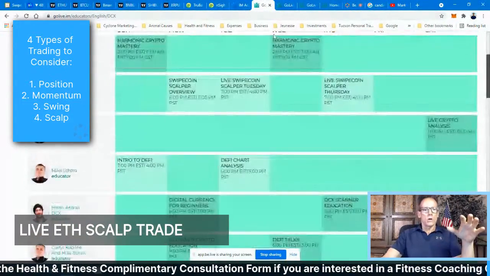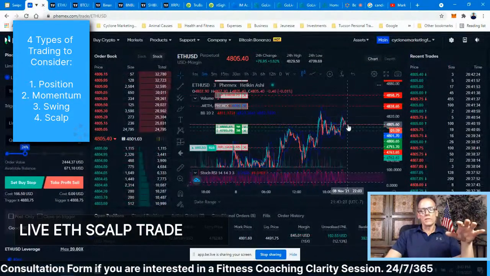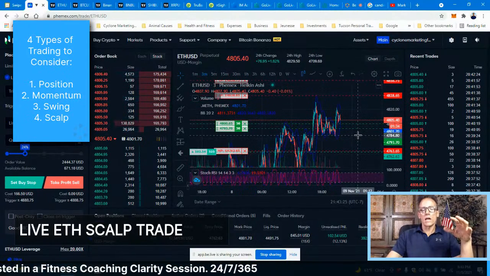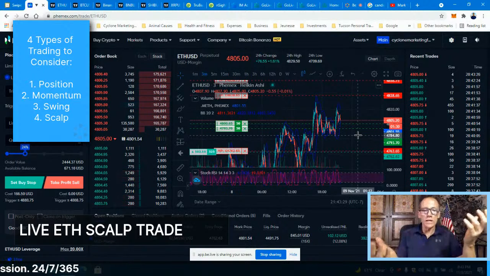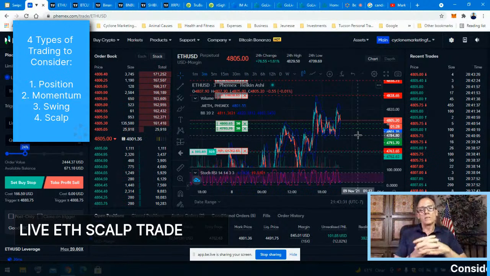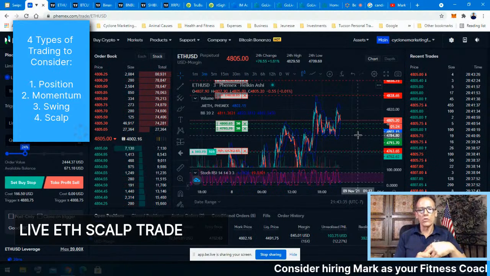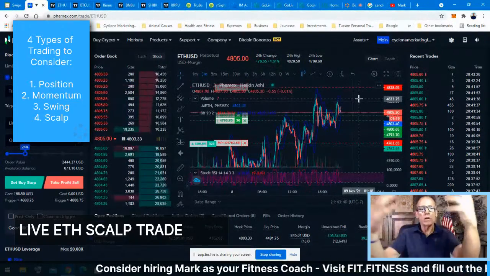Now this is what the academy looks like. Okay, so now I am currently in a trade. There are different ways to trade. This is mostly considered a scalp trade, which is usually held for minutes up to hours. But this has actually turned into a swing trade for me because I've been in it now for a few days. The price of Ethereum has just kept going up, right?